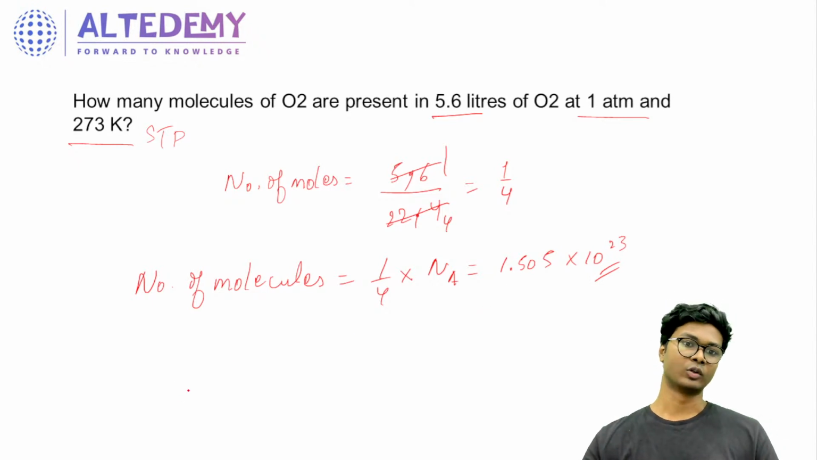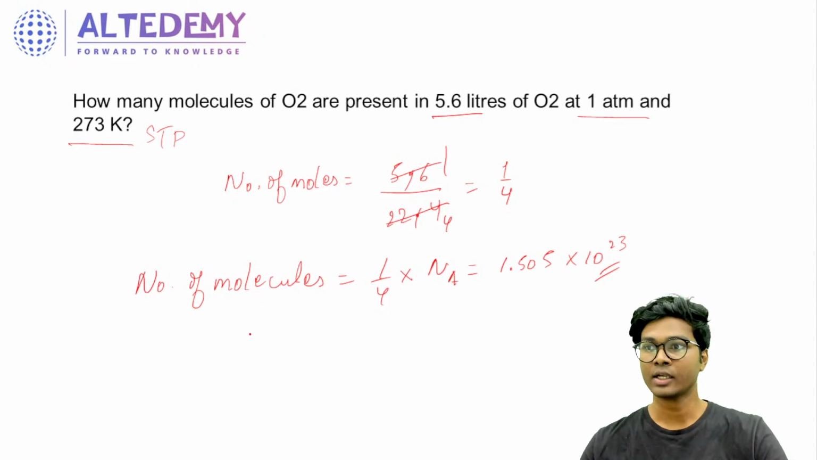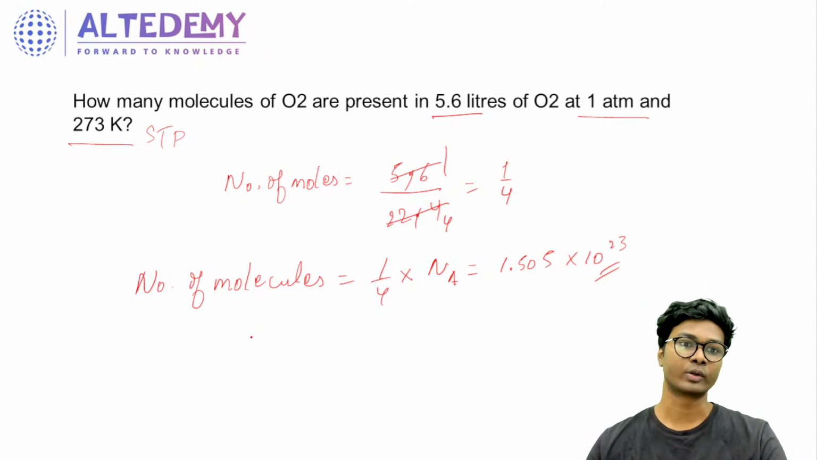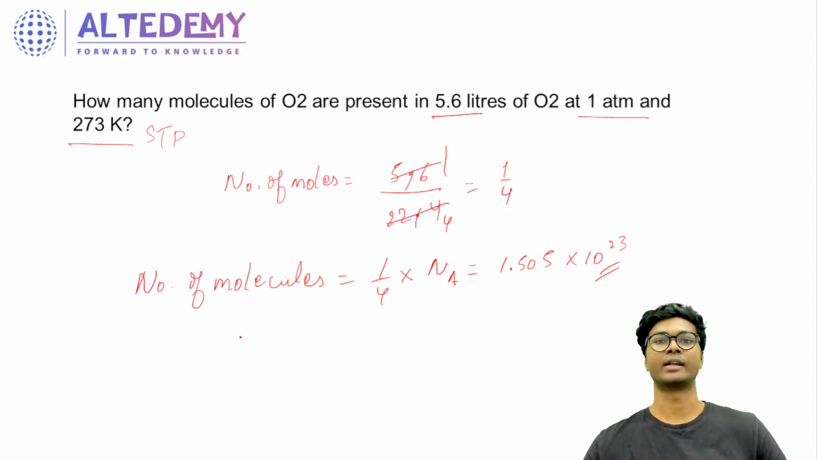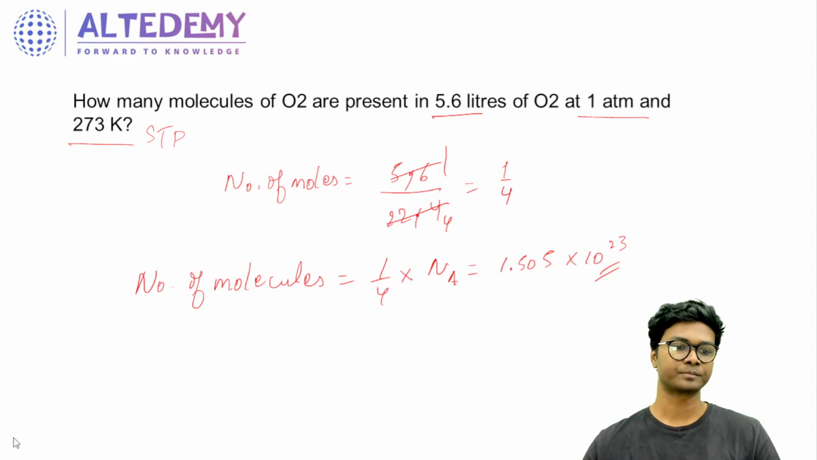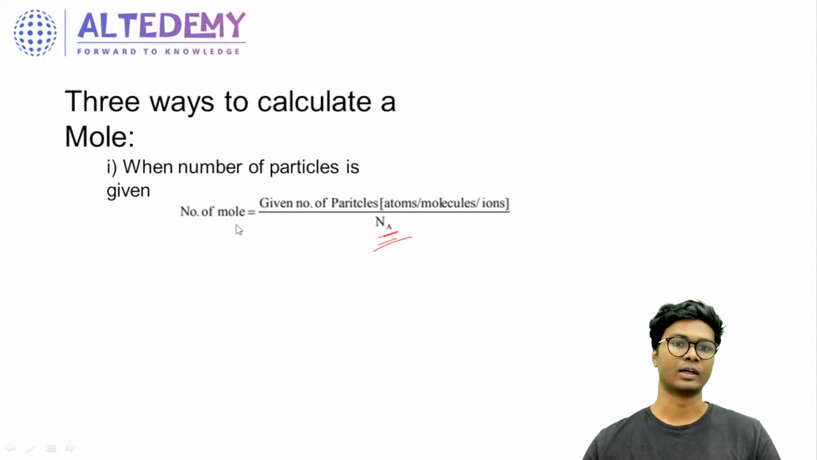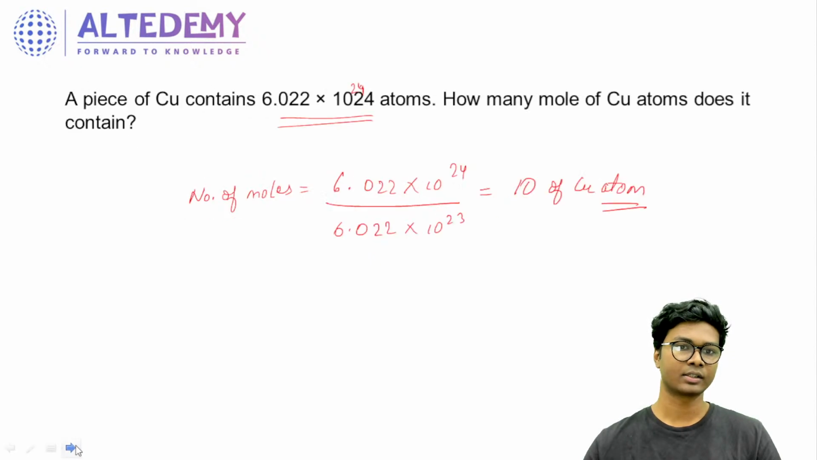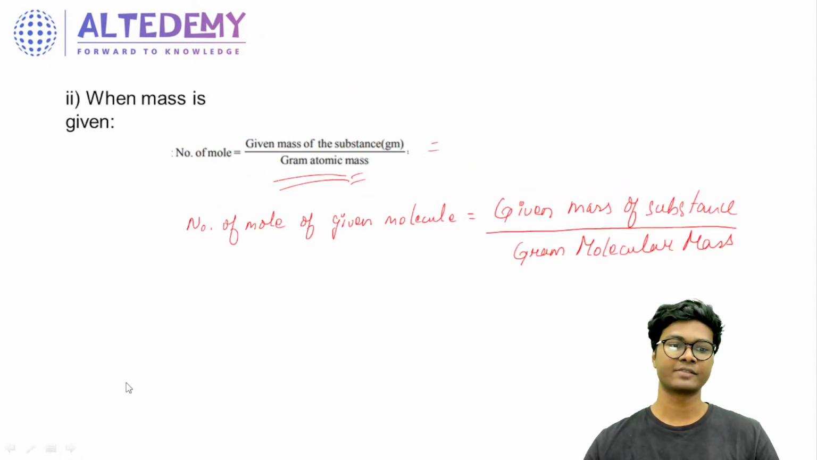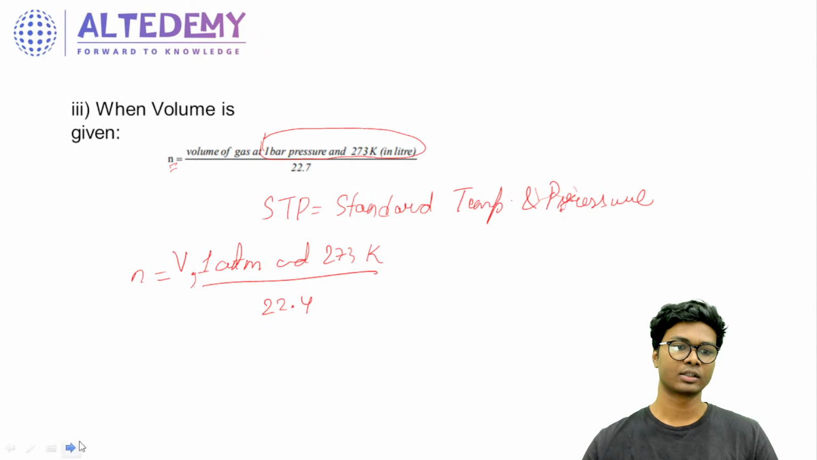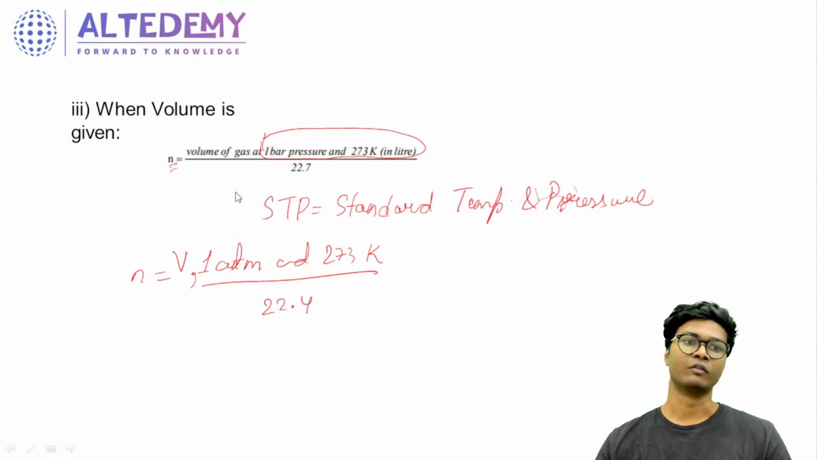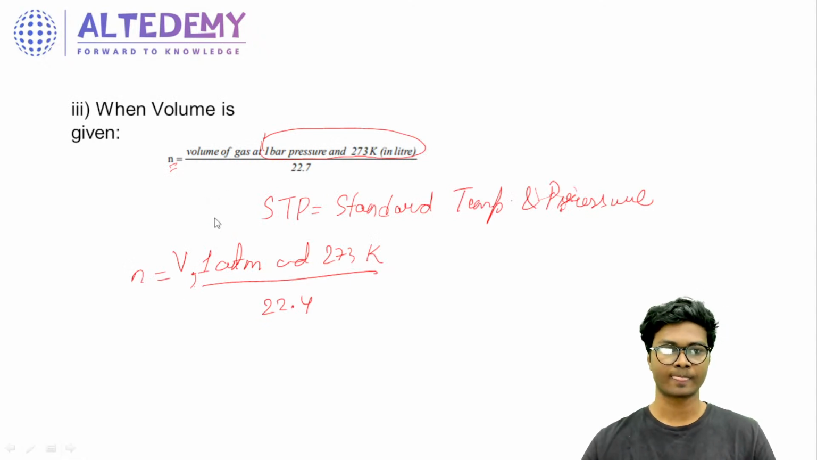Okay, so this question was very simple. Now I guess you guys understand how to calculate number of moles when, first of all, the number of particles is given. Secondly, when mass is given. And third, when the volume is given. Got it?